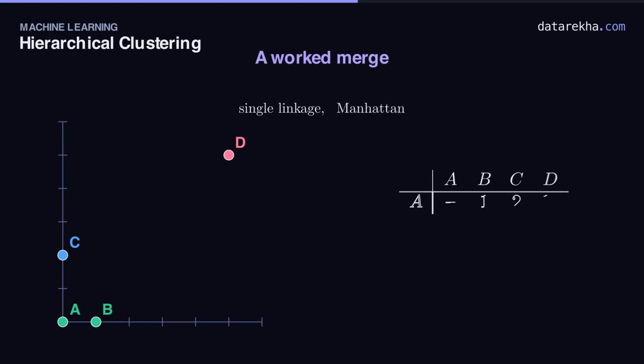First, every pairwise distance. A to B is one step across, distance 1. A to C is 2 steps up, 2. B to C is 1 across and 2 up, 3. And D is far from all of them. 10 from A, 9 from B, 8 from C. The smallest number in the whole table is 1, between A and B.